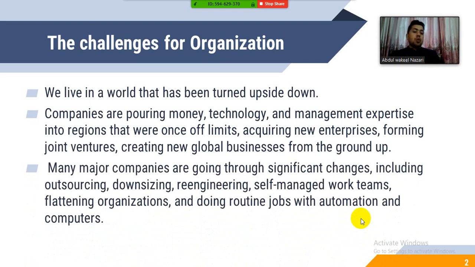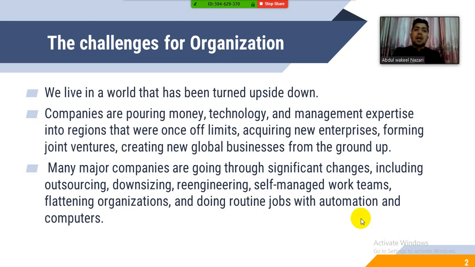Many major companies are going through significant changes, including outsourcing, downsizing, re-engineering, self-managed work teams, flattening organizations, and turning routine jobs over to automation and computers. Lots of significant changes out here: outsourcing, downsizing, re-engineering, self-managed work teams. These changes are very much needed, and companies think that they are significant for them.